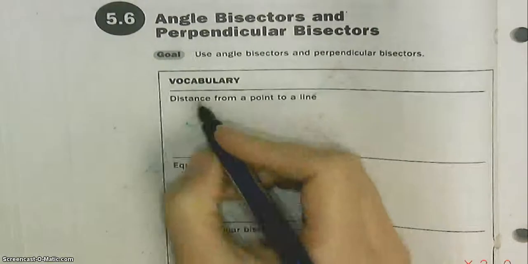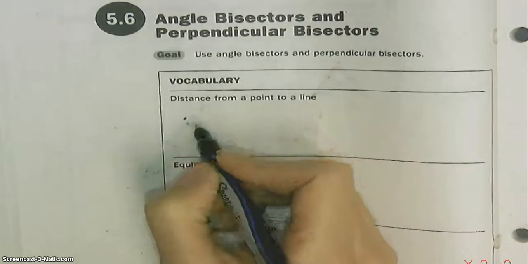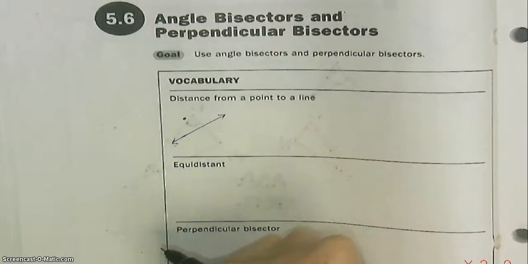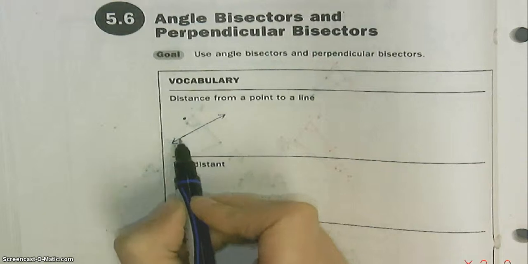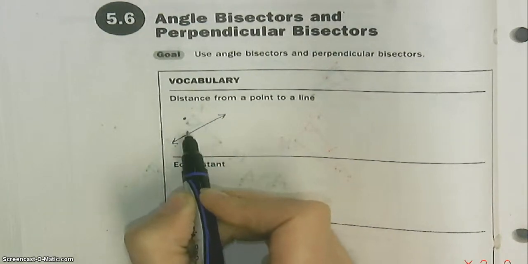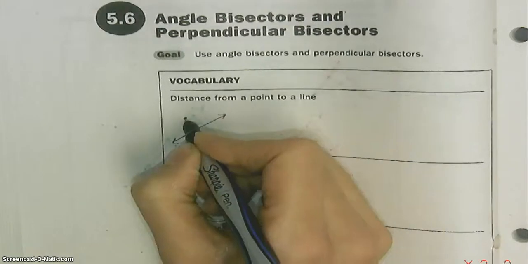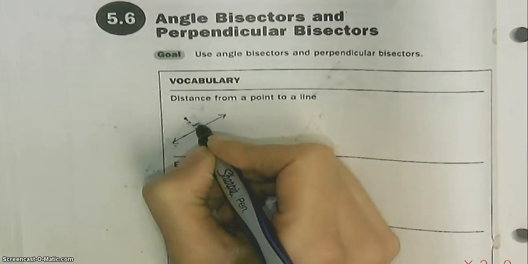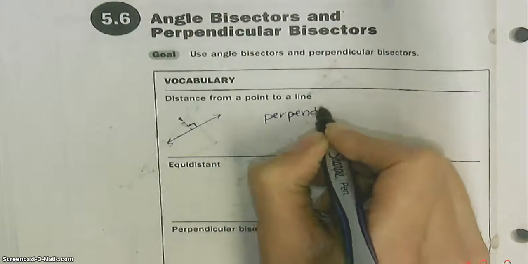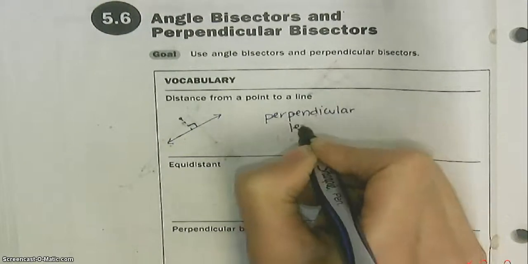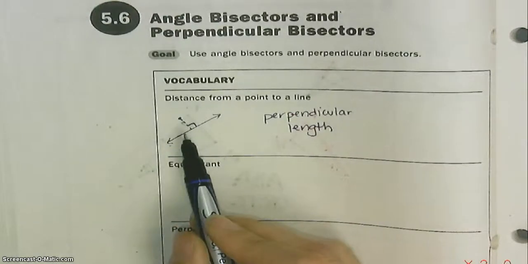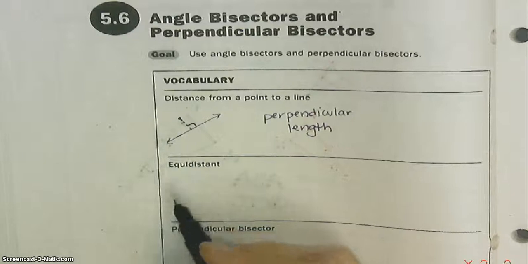Distance from a point to a line. Well, if I give you a point and a line, and I want you to find how far apart they are, you can't measure like this or like this. So you have to go straight to the line, the shortest distance, which is always going to be perpendicular. So this is the perpendicular length. So when we talk about distance, it's perpendicular. It goes right there. Just like when you get measured, you have to be perpendicular to the floor. You have to stand up perfectly straight.